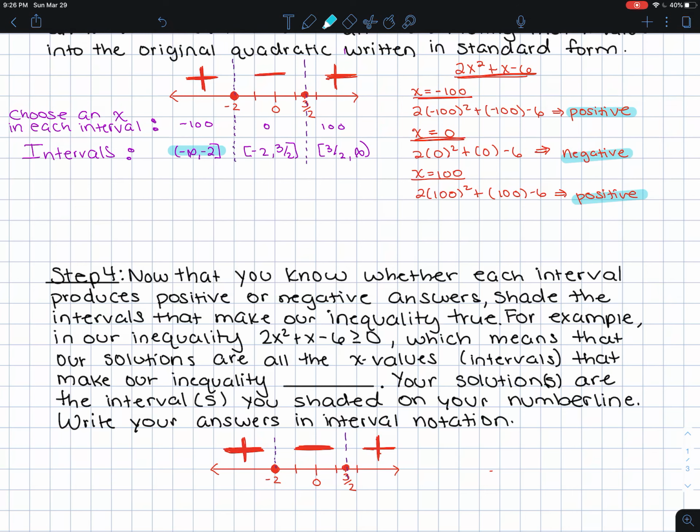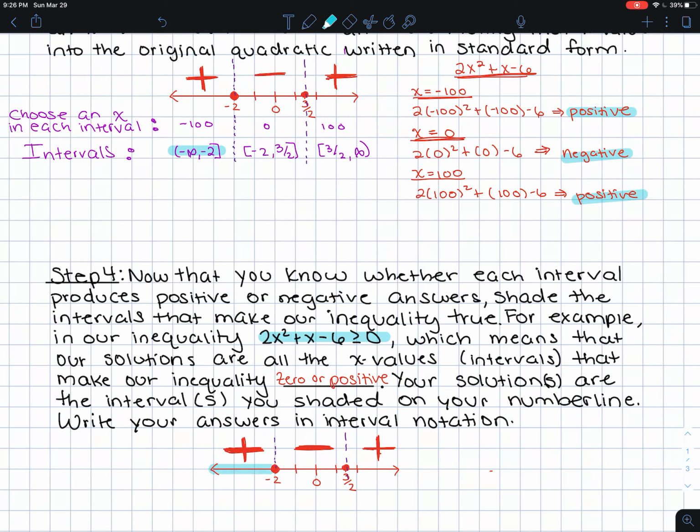For example, in our inequality, 2x squared plus x minus 6 is greater than or equal to 0, which means that our solutions are all the x values that make our inequality true. What do you think? If you said 0 or positive, you are correct. Okay, so we already know that we want all the values that make our inequality 0. And negative 2 and 3/2 are our zeros. And that's why we put closed circles. But which ones make our inequality true? Which ones make our inequality positive? Let's go ahead and shade those.